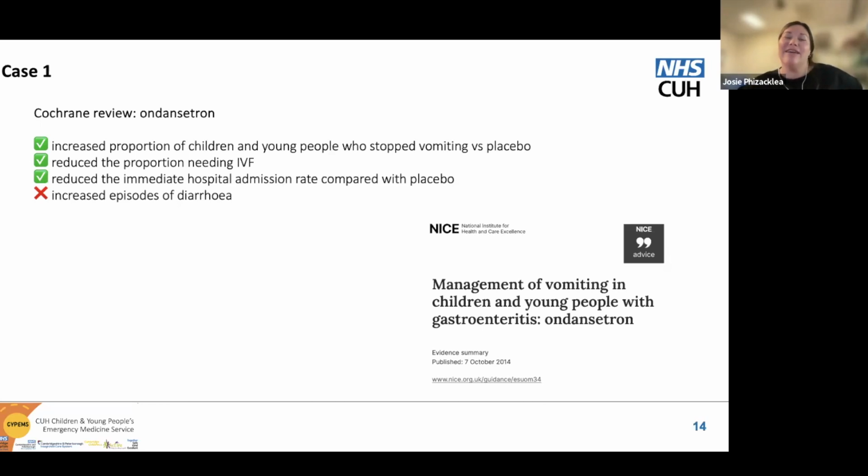And they did find it was successful in increasing the proportion who stopped vomiting. It reduced the proportion who needed IV fluids and admission compared with a placebo. But there was an increased incidence of diarrhea. So just to be aware of that.